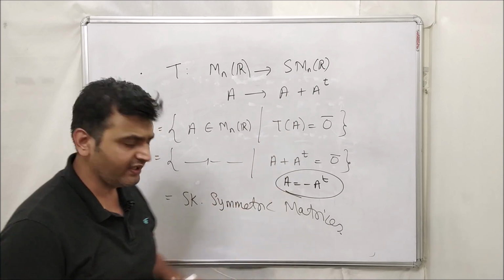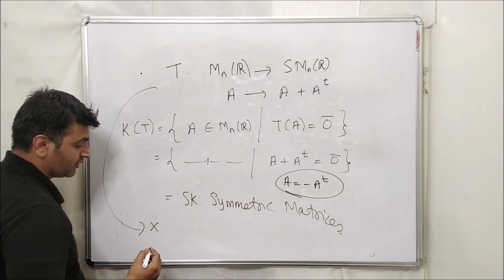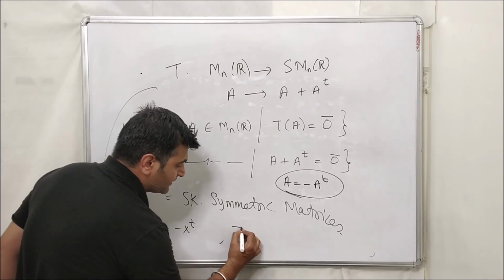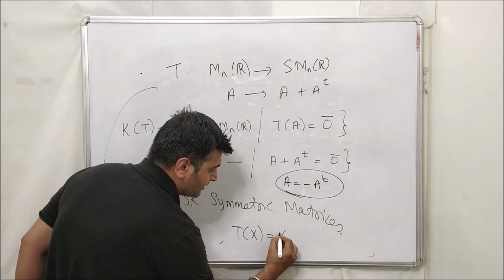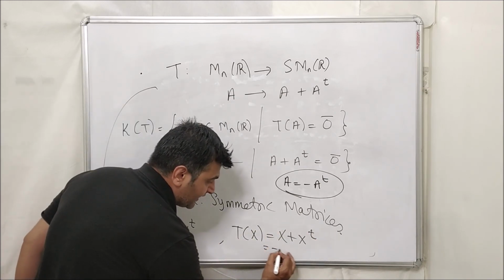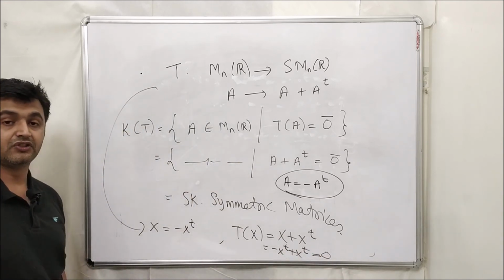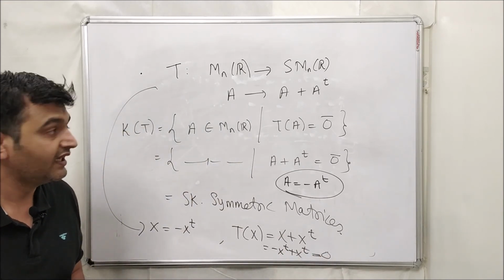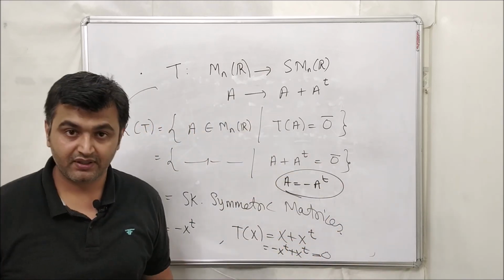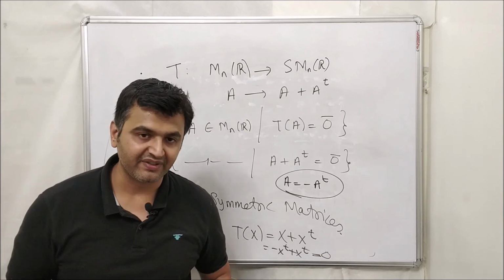And that's obvious, right? Because if your x is over here, which is skew symmetric, that means x equals minus x transpose. In that case, what will be T of x? T of x is nothing but x plus x transpose by definition. But what is x? It is minus x transpose. So you have this equal to 0. So if you take any skew symmetric matrix, its image will always be 0 under this map. So kernel is nothing but the collection of all skew symmetric matrices.